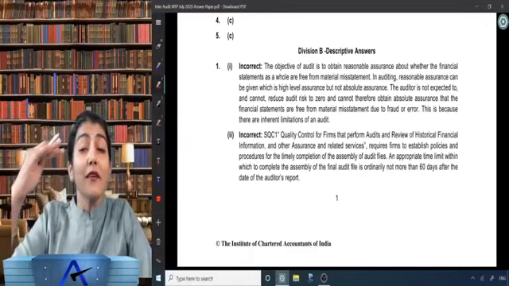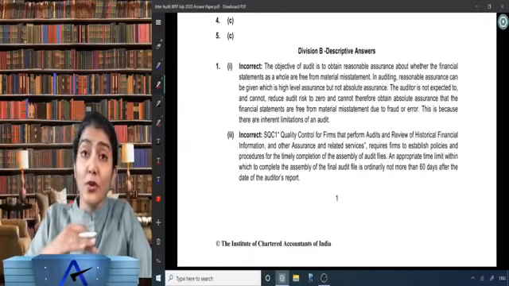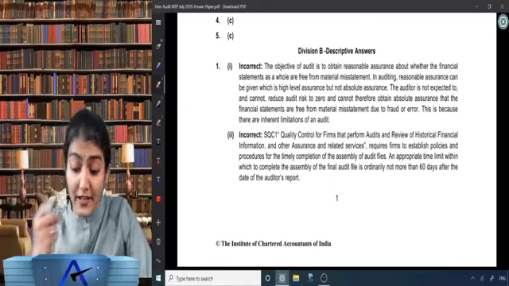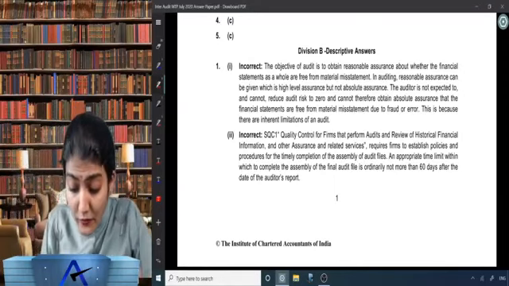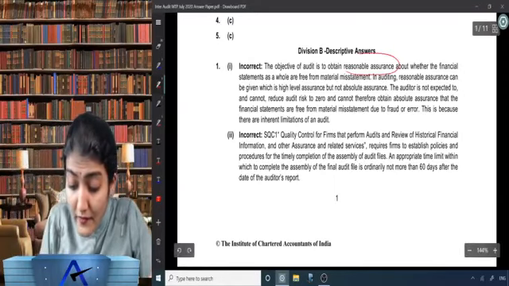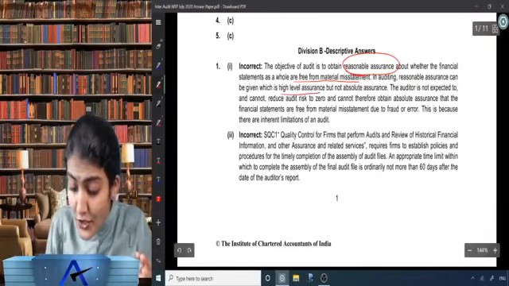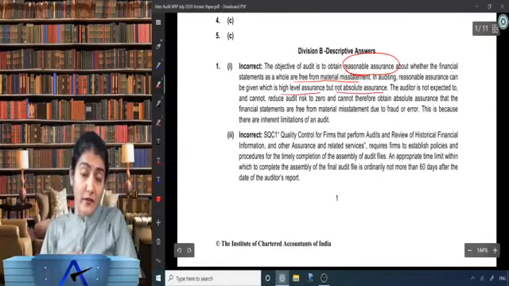So can the auditor reduce the audit risk to zero? No, due to the inherent limitations of an audit. And the evidence obtained by the auditor is mainly persuasive rather than conclusive in nature. Right, so the objective of the audit is to obtain reasonable assurance. SA 200's overall objective is about whether the financial statements as a whole are free from material misstatement. In auditing, reasonable assurance can be given, which is a high level of assurance but not an absolute assurance.